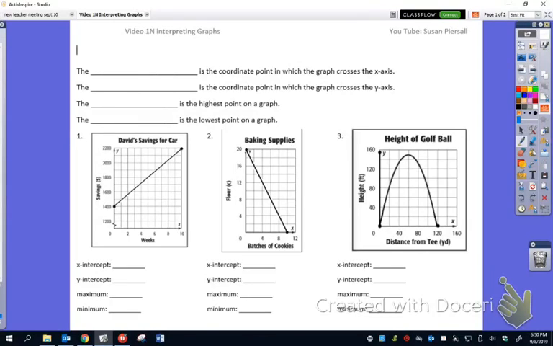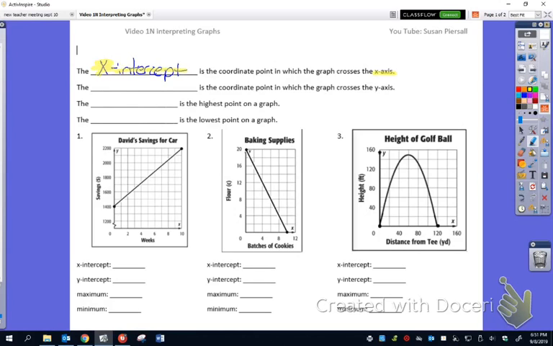So we're going to look at interpreting graphs today. The very first thing we're going to talk about is the x-intercept. Now the x-intercept is where it touches the x-axis, right? So get your yellow highlighter and we're going to look at all the ones that are the x-intercepts. That means it touches the x-axis. So we're going to do that on all the graphs.